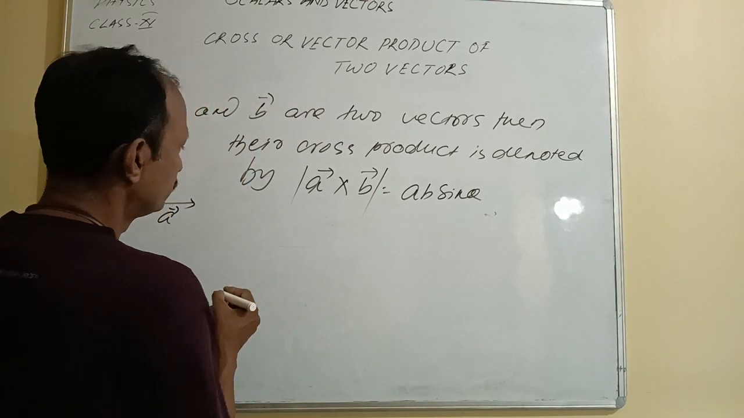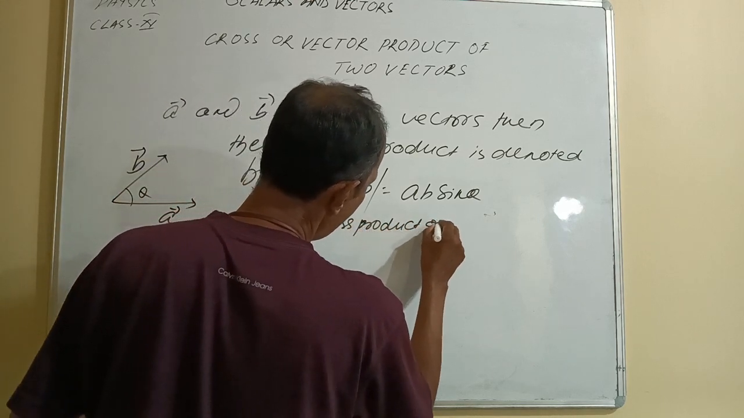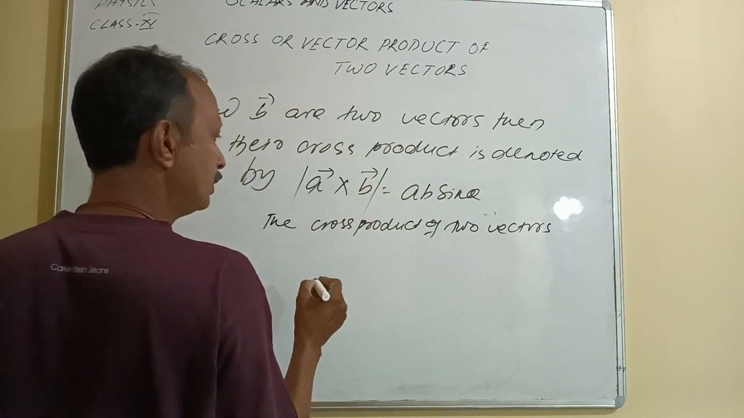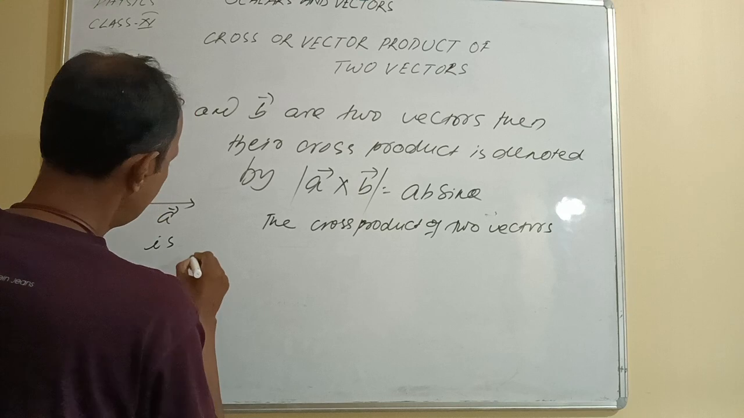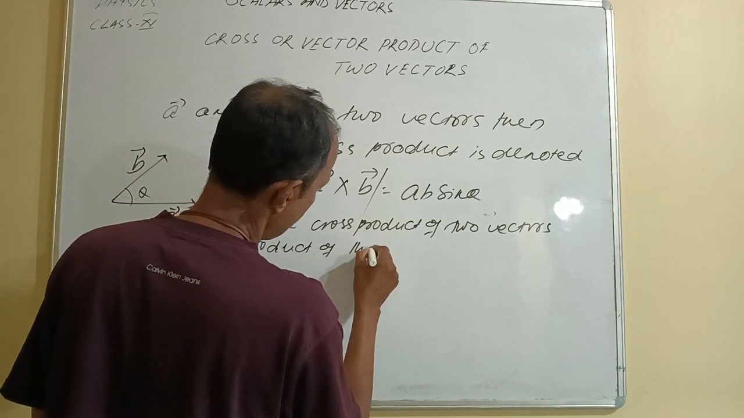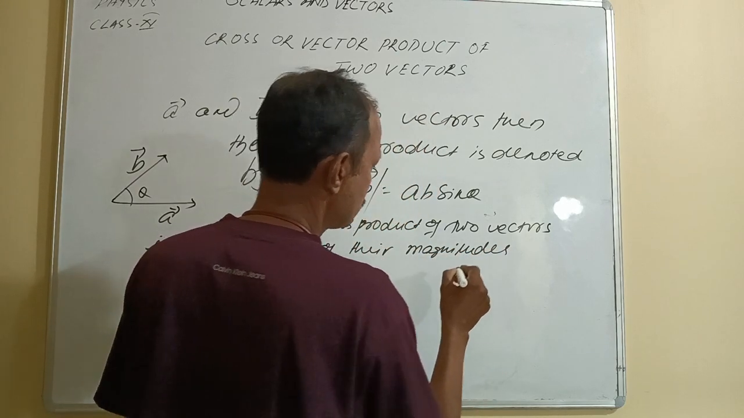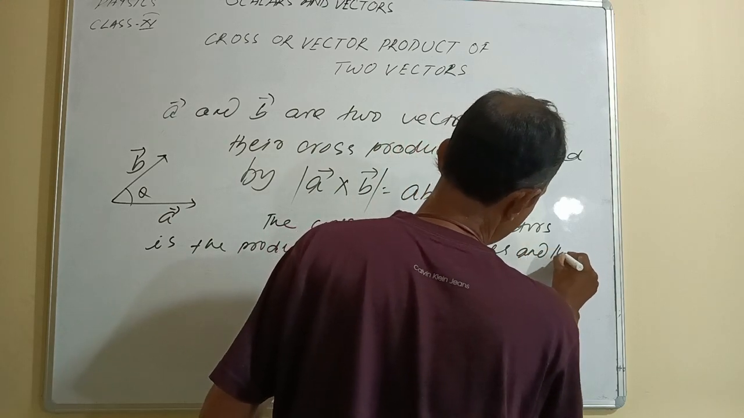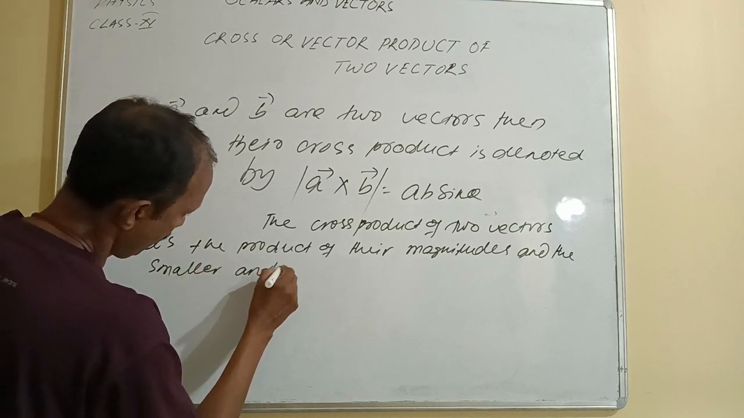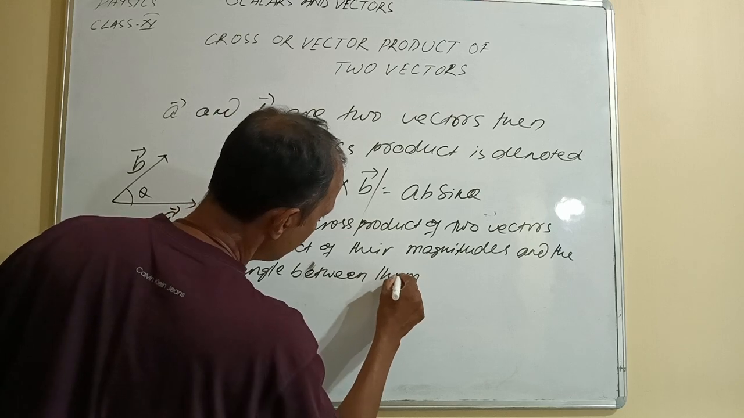So I can say that the cross product of two vectors is the product of their magnitudes and the sine of the smaller angle between them.